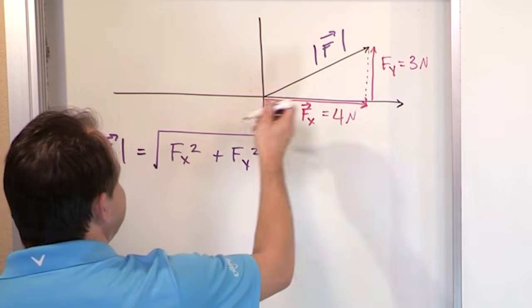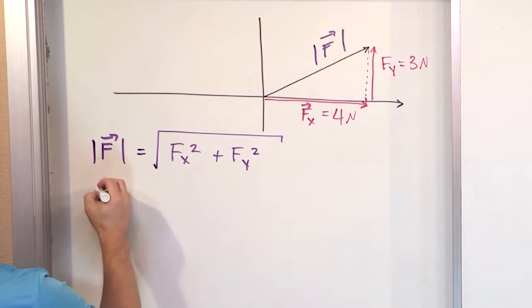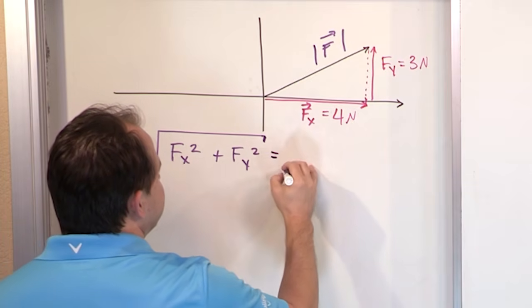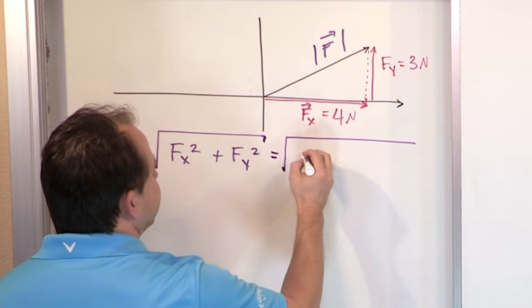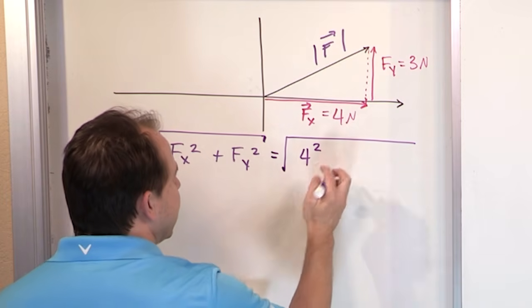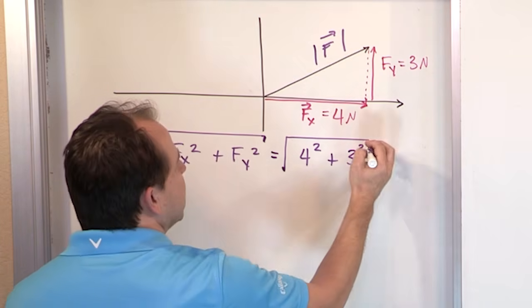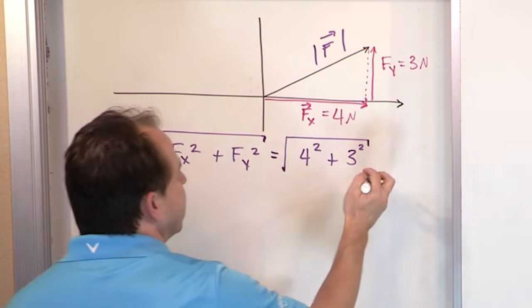So all you have to do is stick them into the Pythagorean theorem here, and then what you will see is that what you get is the square root of f_x is 4. Go ahead and write it as 4 squared for now. And this is 3, so write it as 3 squared. Don't do too many steps at once. I want to see that you're squaring this and squaring this.